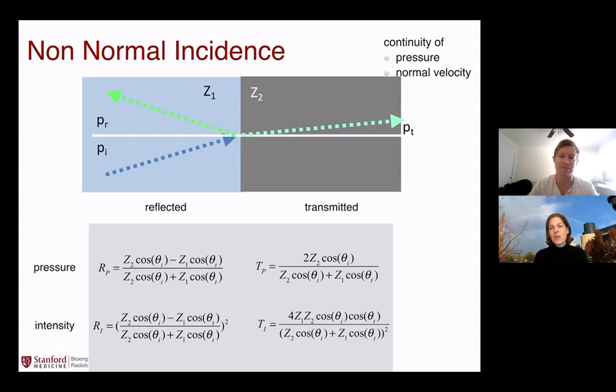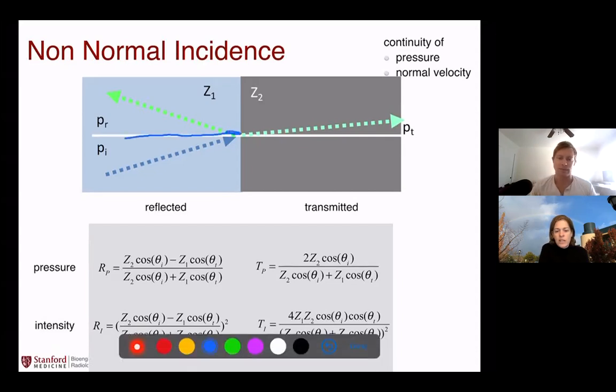But the point is that you're going to have non-normal incidence. And so that's why this part of the lecture is really important, because normal means when the ultrasound is coming straight in, but if you're not on normal, and you're coming in at an angle with respect to the normal, this angle right here, then we're going to have a lot more reflected and less transmitted. So that's what I wanted to get into right now.